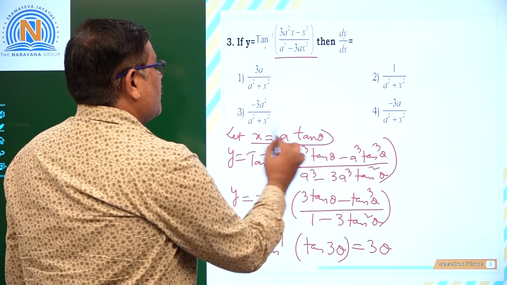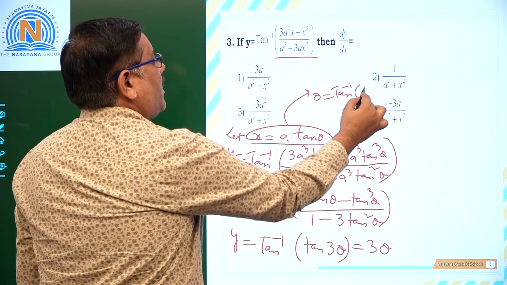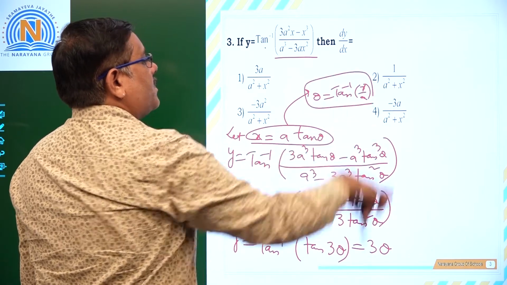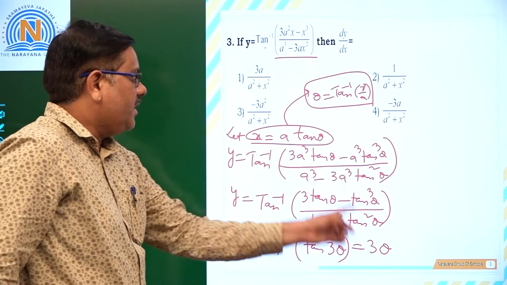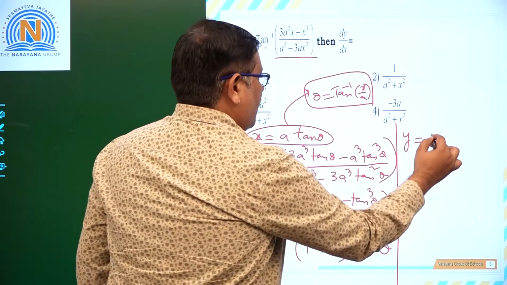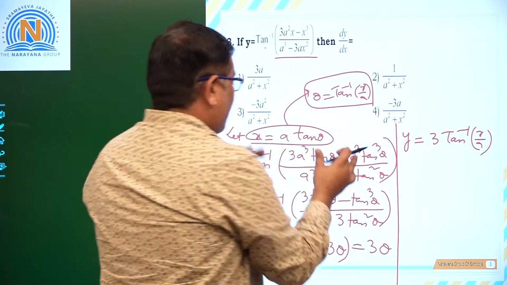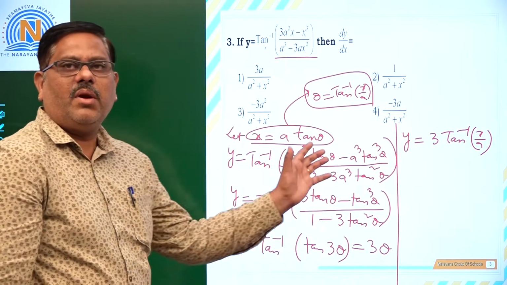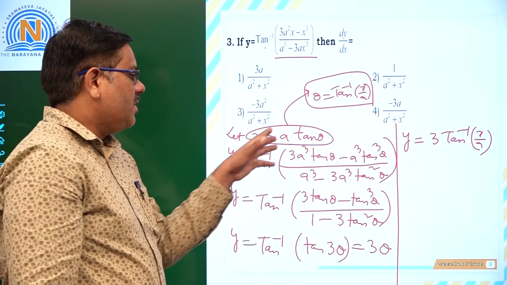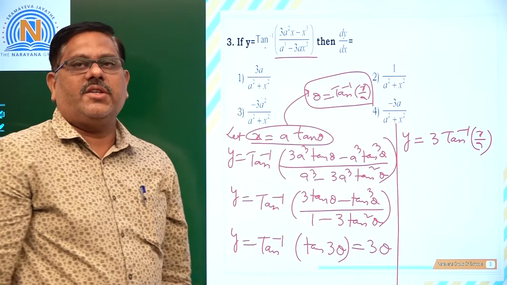What is theta here? Using this we can say theta is equal to tan inverse of x by a. So replace theta with tan inverse x by a, then my y will become 3 into tan inverse of x by a. Think here, I am not using any derivative formula or derivative concept. I am only using trigonometry in simplifying the function, that's all.